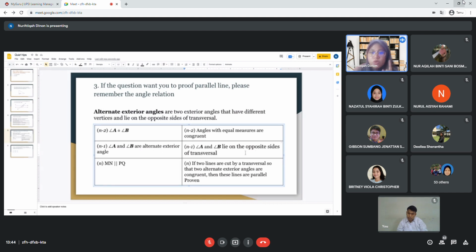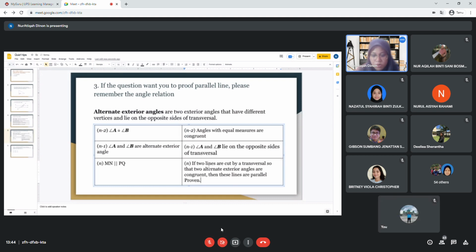So you need to remember walaupun it is not listed in the properties ke apa ke kan. Sama lah macam when we talk about complementary and supplementary. Kita kena put the definition of complementary and supplementary over here. And then kat sini yang theorem tu lah, if two lines are cut by a transversal so that two alternate exterior angles are congruent, then this line are parallel. And then the next statement is proven kan.